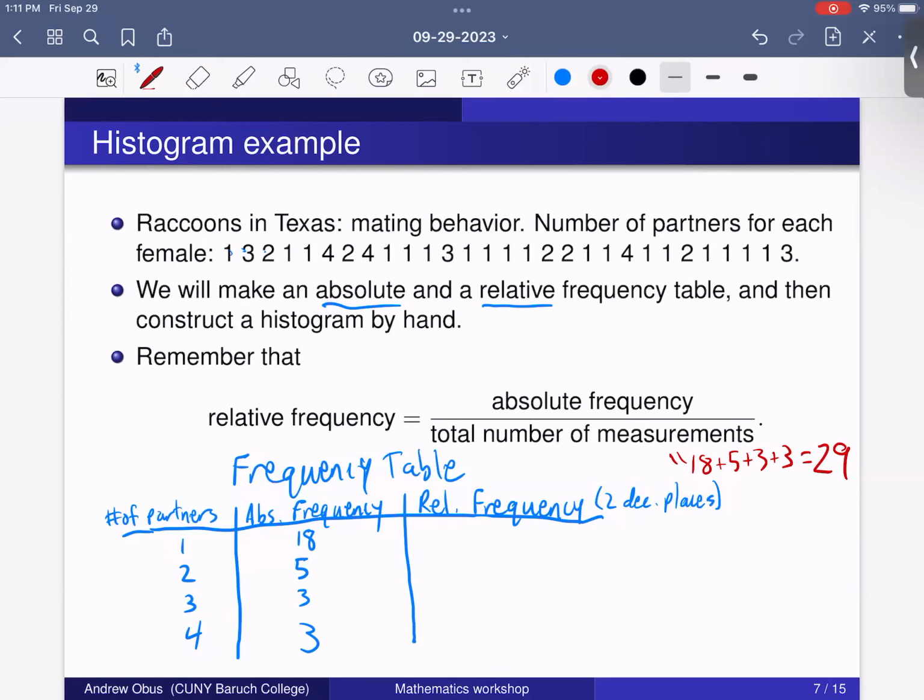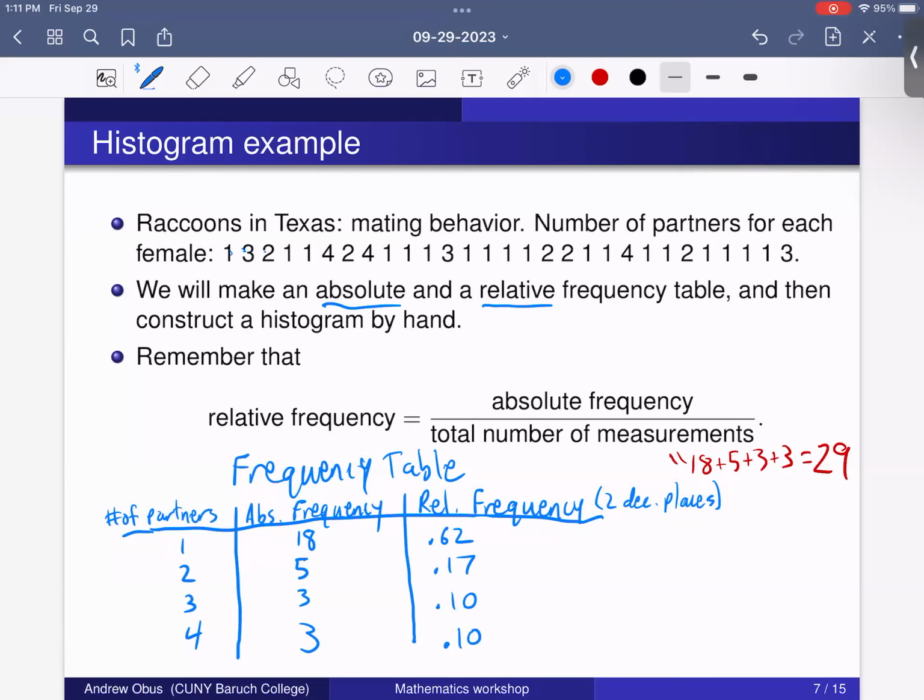So 18 divided by 29 is going to be a relative frequency of 0.62. 5 divided by 29 is going to be a relative frequency of 0.17. And 3 divided by 29 is going to be a relative frequency of 0.10. And 3 divided by 29 is also going to be 0.10.